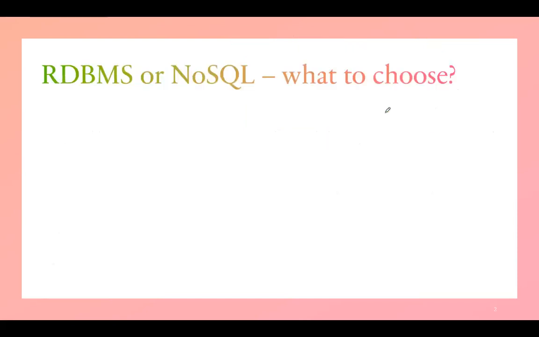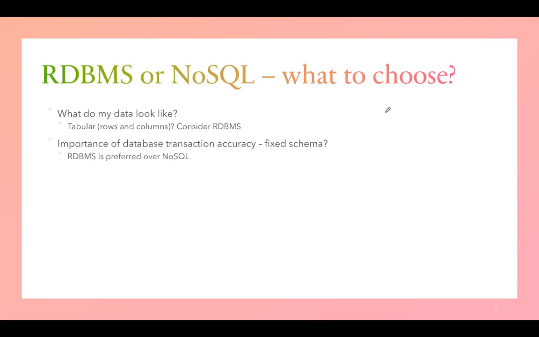So there's a basic question. On one hand, we have the relational database management system, and on the other hand, we have NoSQL. What to choose and when to choose? The first question you can ask is, what does my data look like? Is it tabular data, rows and columns? Then you probably consider a relational database. Importance of database transaction accuracy: does it have a fixed schema? If it has a fixed schema and you are bound to use it and you want to follow it, go ahead and use a relational database over NoSQL, right?